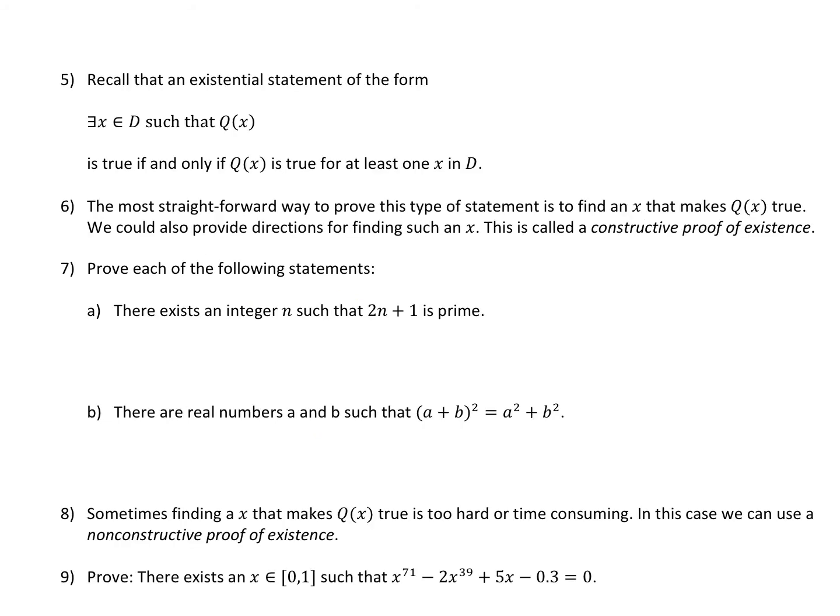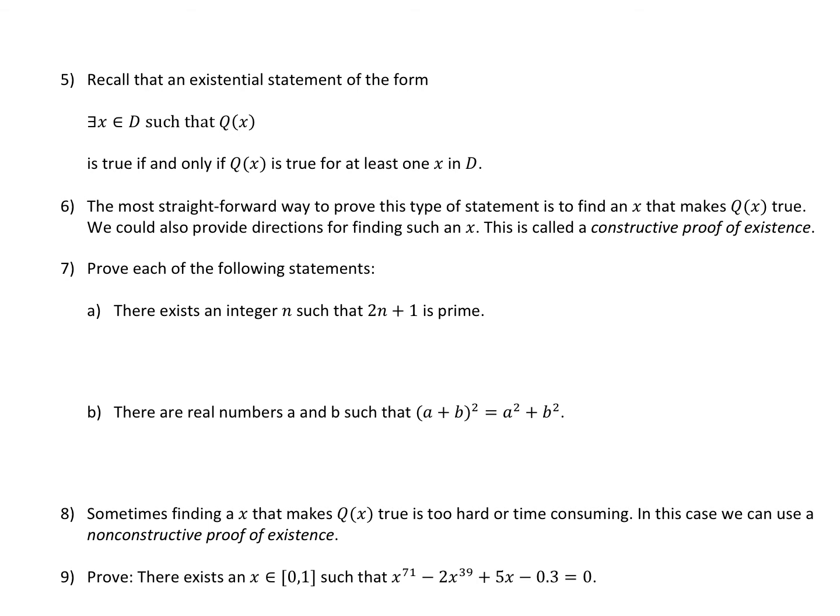Recall that an existential statement of the form "there exists an x in D such that Q of x" is true if and only if Q of x is true for at least one x in D. So these kinds of statements are relatively straightforward to prove, in that we just have to find an x, like find one x that makes Q of x true. You could also provide directions for finding an x rather than actually finding it. You can provide directions for your reader. Either of these is called a constructive proof of existence, where you just show proof that you can find one of these x's.